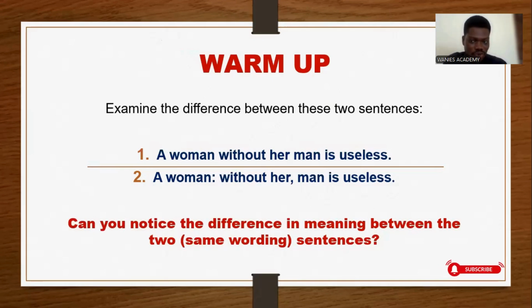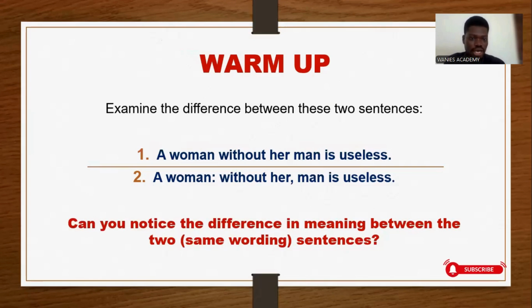But in the first sentence, if you look at it very carefully, a woman without her man is useless. What does that mean? This sentence is saying that a woman cannot exist without a man. The sentence is not punctuated. It only has a full stop at the end of it. So that is what it means. A woman cannot do anything meaningful in her life without a man.